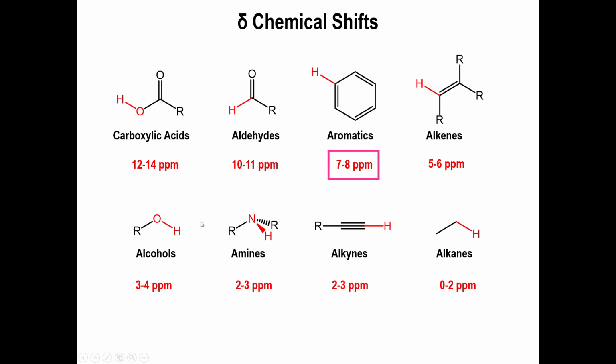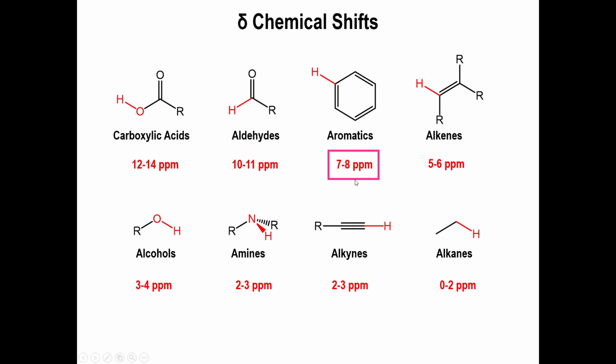Then from the NMR point of view, the proton NMR, just to kind of remind you, if you have carboxylic acids, they will tend to fall between 12 and 14 ppm. If you have aldehydes, they'll fall between 10 and 11 ppm. Aromatics, which is kind of the big topic here, will fall between 7 and 8 ppm. But I want to be very clear about this.